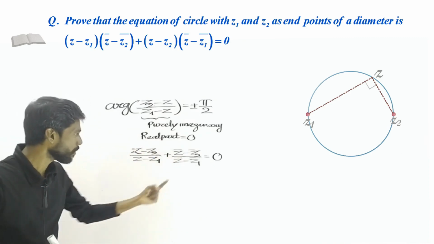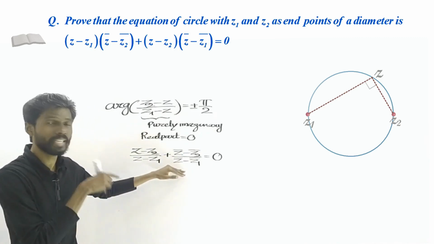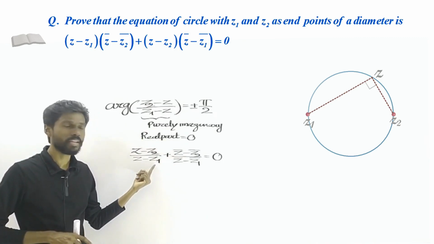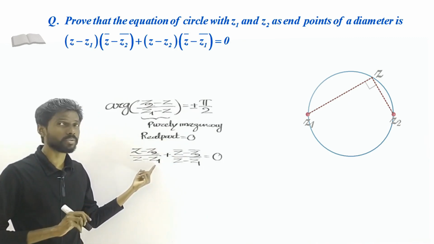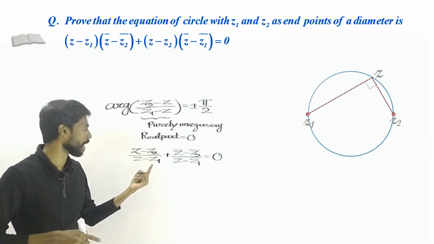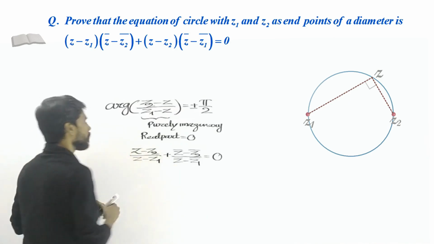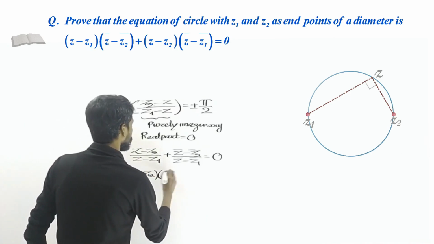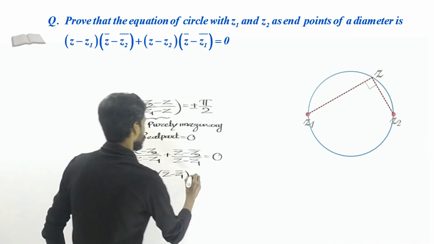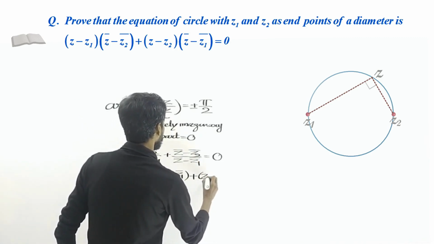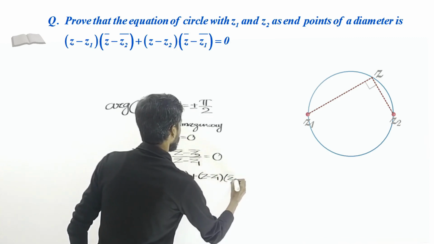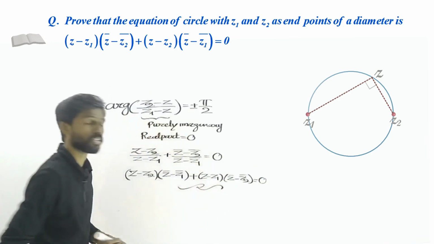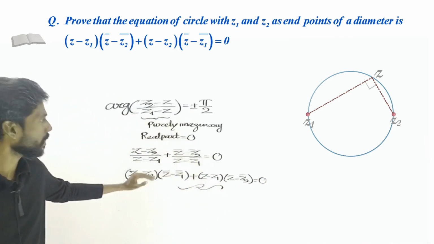That's it. Okay, but we will cross multiply and write it. We will not leave it in the denominator, because when you have the denominator, that means we are excluding the point z1 or z2. Okay, so we don't want to exclude those points, because those points are also parts of the circle, right? So if you cross multiply, what do you get? z minus z2 multiplied by z bar minus z1 bar, plus similarly here z minus z1 into z bar minus z2 bar equal to 0. So this is the required equation of the circle with the endpoints of diameter z1 and z2.